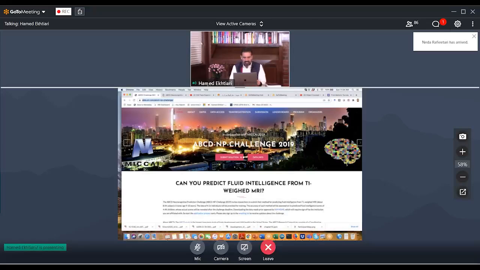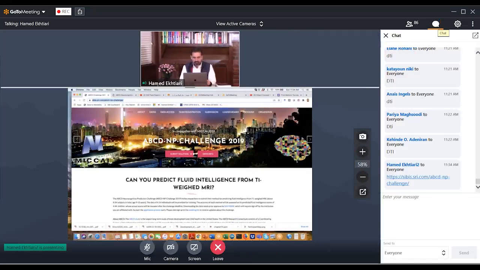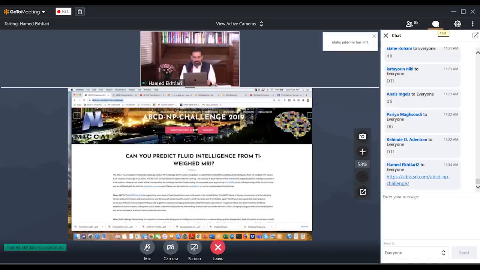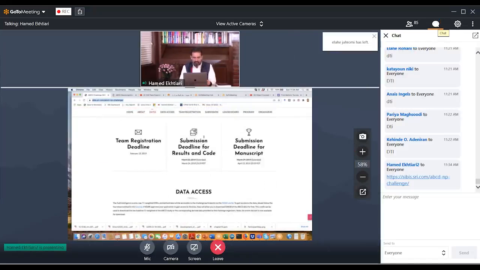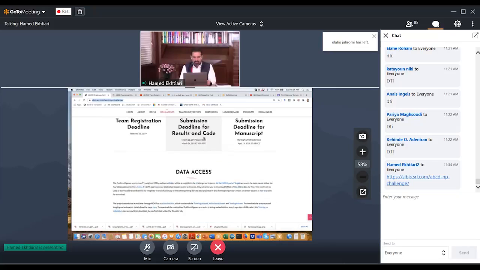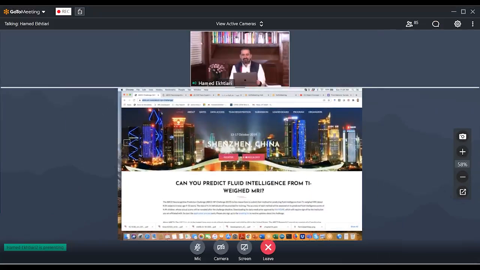This is the page of the challenge. It goes back to November 2019. So the question was how much of the variance they can explain and what would be the best performance of just using the images. And so the process is they give you something like, let's say, 4,000 images, okay? And for these 4,000 images, they also give you the IQ of these 4,000 kids, okay?